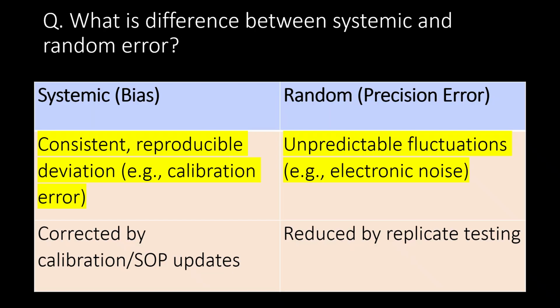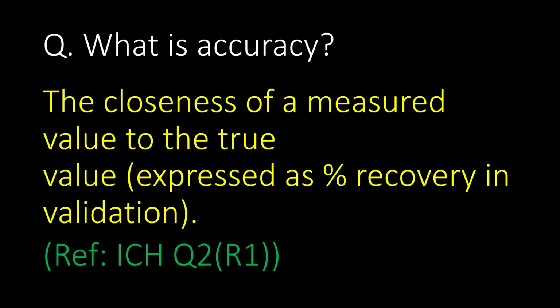What is the difference between systematic and random errors? Systematic or bias errors are consistent, reproducible deviations, for example calibration errors, whereas random or precision errors are unpredictable fluctuations, for example electronic noise. What is accuracy? The closeness of a measured value to the true value is accuracy, expressed as percent recovery in validation. Reference ICH Q2 R1.